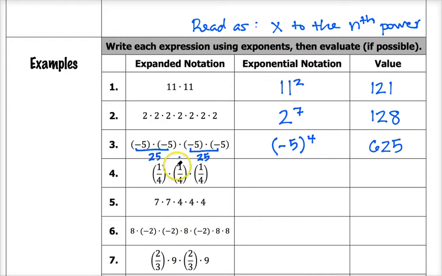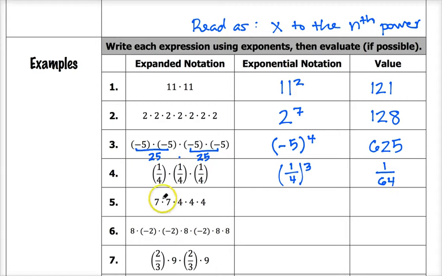Number 4, we have 1/4 times 1/4 times 1/4. This is 1/4 to the third power, or 1/4 cubed is how we could say that. We know that 1 times 1 times 1 is going to give us a 1 in the numerator. 4 times 4 is 16, and times another 4 would be 64. So that's 1/64.